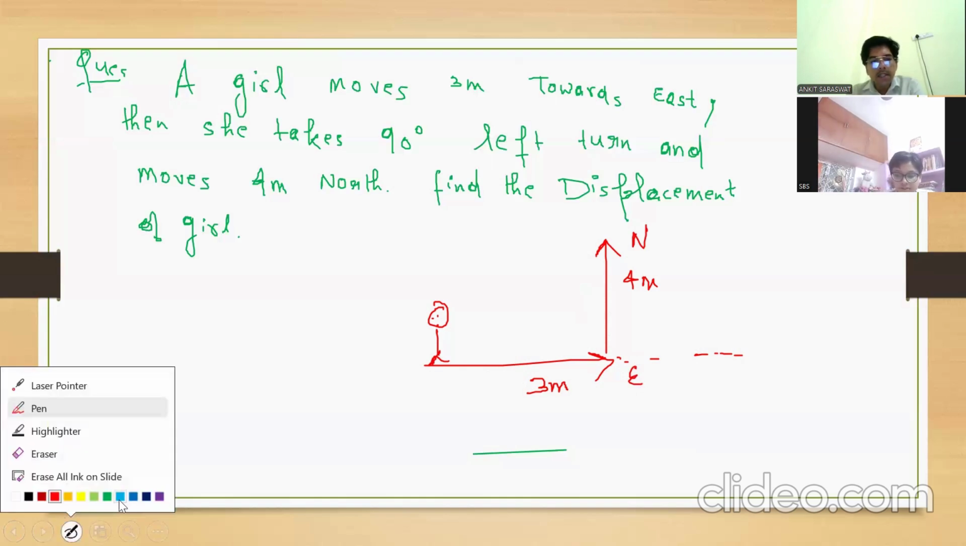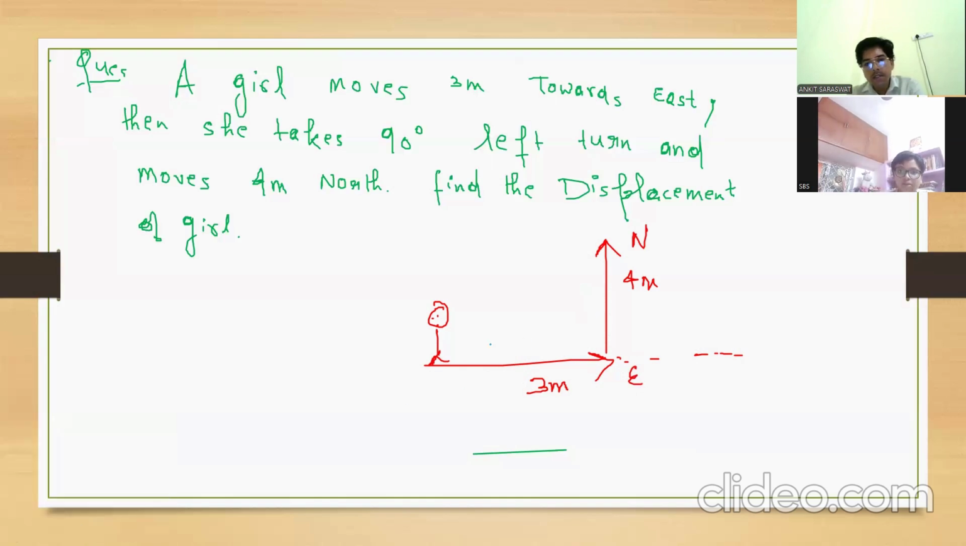Yes, sir. Then they are asking the resultant. So it is a triangle. Resultant will be given by this. Resultant is displacement, because she is starting from here. Finally, she is here. So displacement is initial to final. This R vector is the resultant, or the displacement vector.